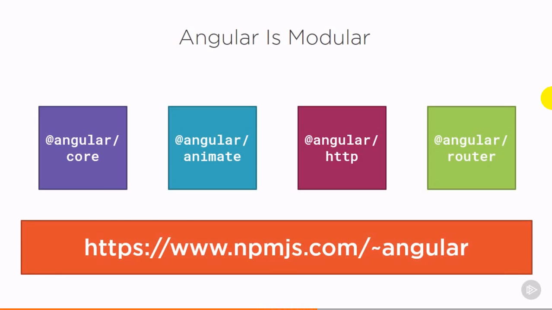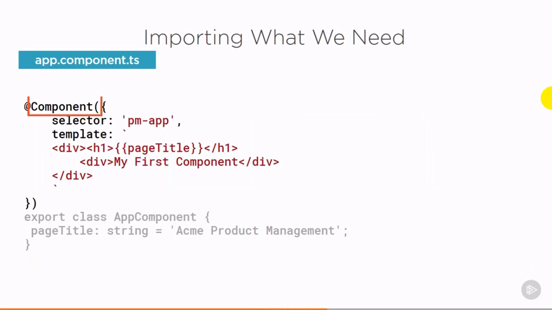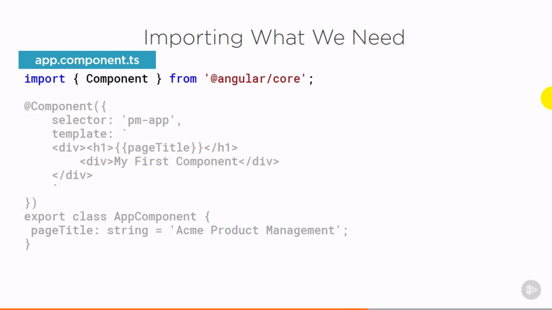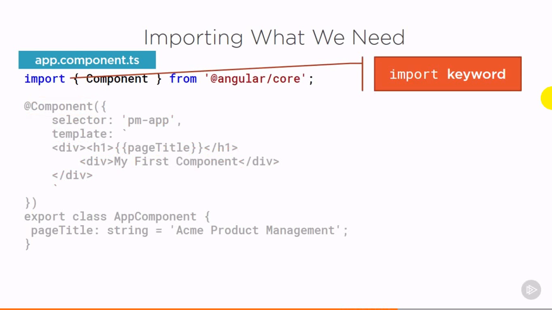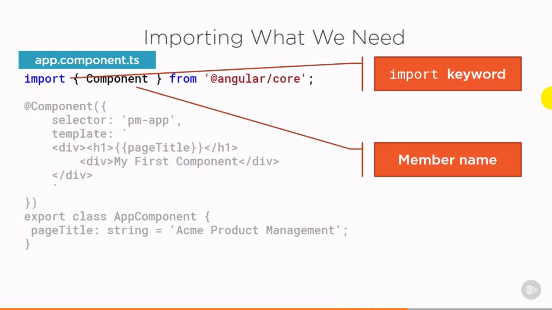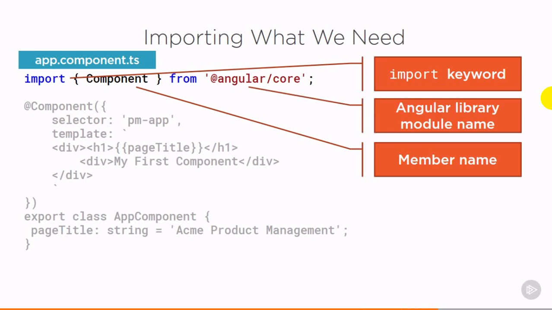In our component code, we use the Component decorator function from Angular to define our class as a component. We need to tell the module loader where to find this function, so we add an import statement and import Component from Angular core, like this. We start with the import keyword. We identify the name of the member we need within curly braces. In this case, we need the Component decorator function. And we define the path to the module containing that member, in this case the Angular core library module.